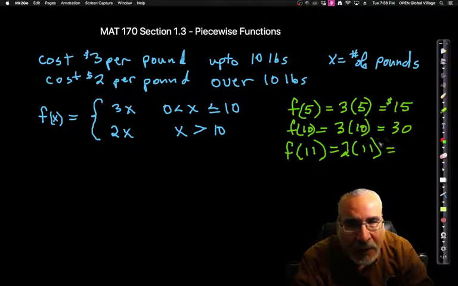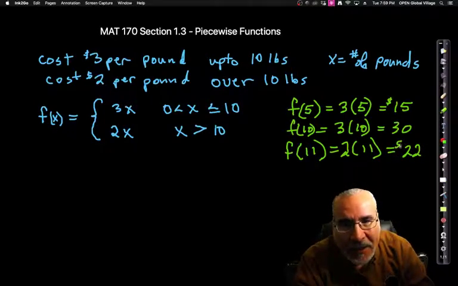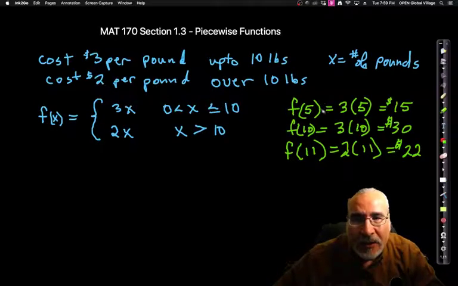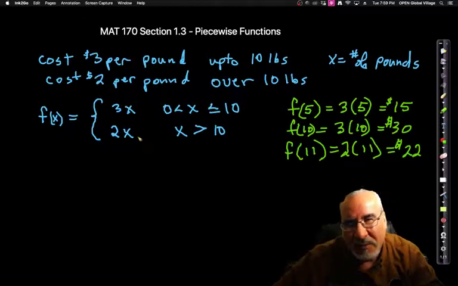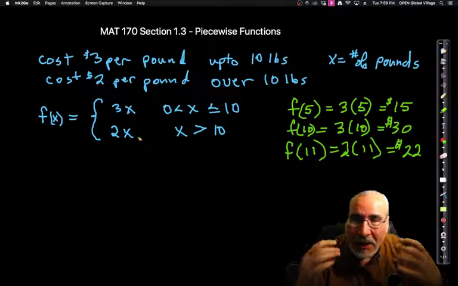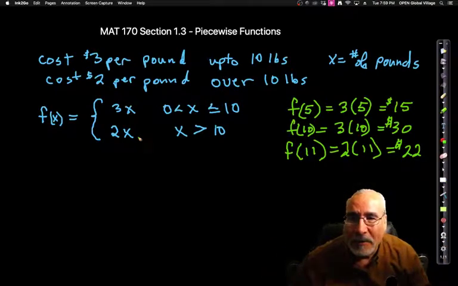Wow, this is cool. You buy 10, you have to pay 30 bucks. You buy 11, you only have to pay 22. You better buy in bulk. And don't tell the store manager, because he's probably losing money in this case. Okay, so that's piecewise functions. You figure out which domain the x is in, then that tells you which function to use, which part of the function. It's really one function with pieces, but I still think of it kind of as separate functions.